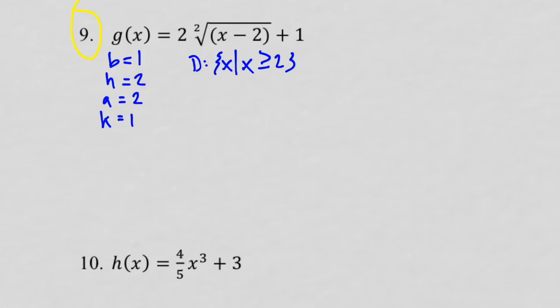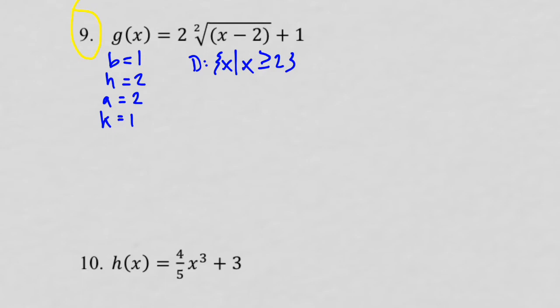Another way to check is to look at b. If b is positive, it's always going to be greater than. If b is negative for these types of functions, it's always going to be less than, because that means the graph reflected over towards the left. So there's your domain. Now let's find the inverse.